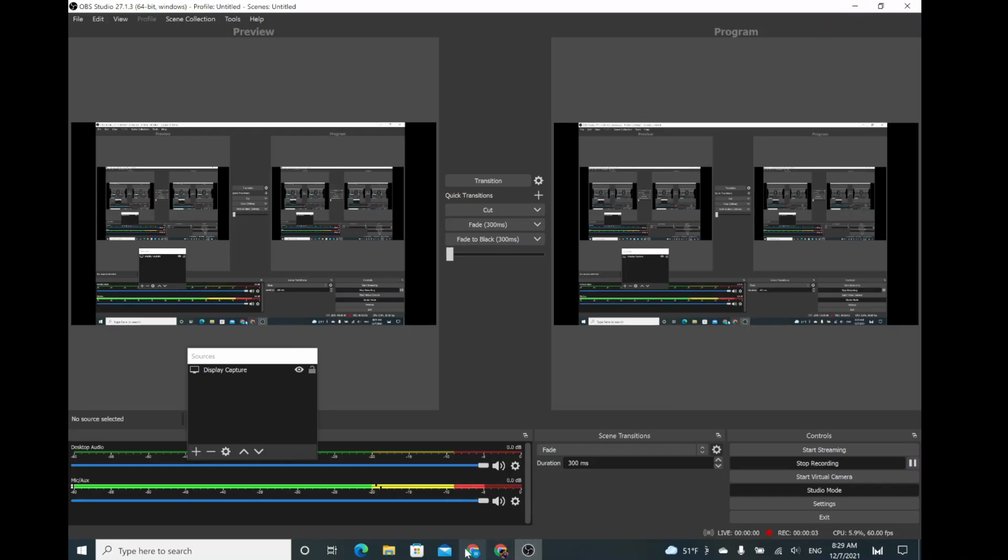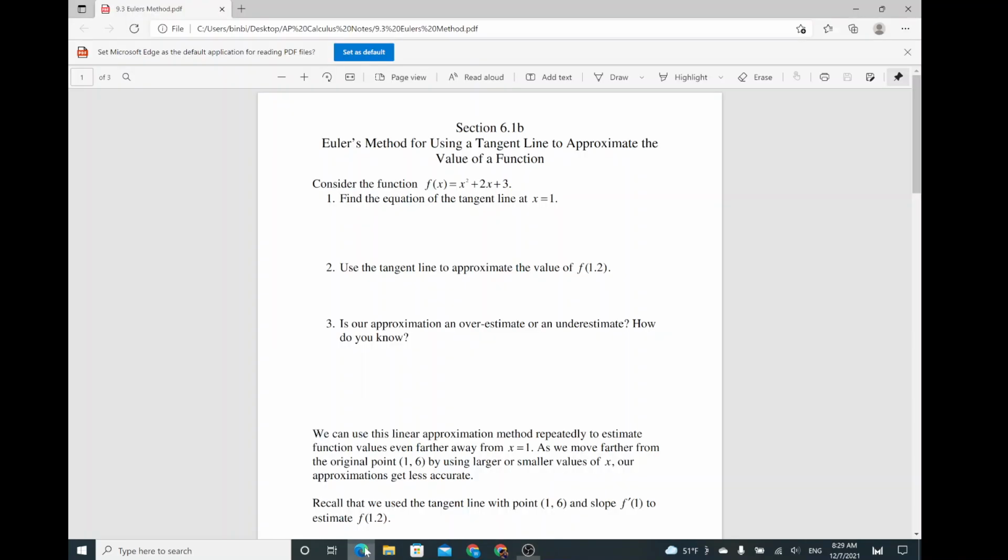So I would like to talk about Euler's formula. Euler's method is used for finding the exact value or the approximation value of y by using the linear approximation with repetition. Okay, so let's take a look at that, some of the linear approximation, something that we did before.